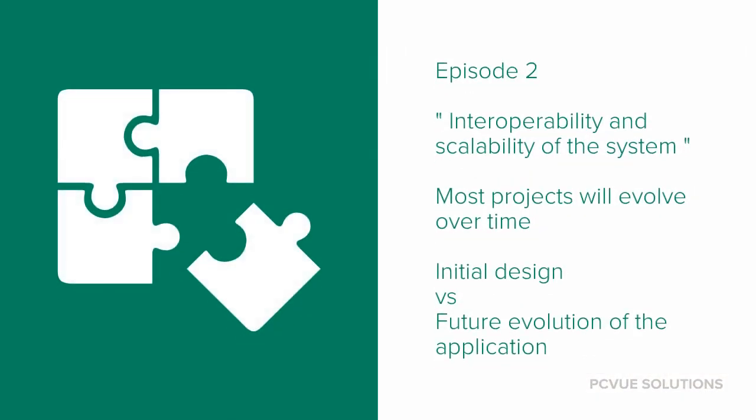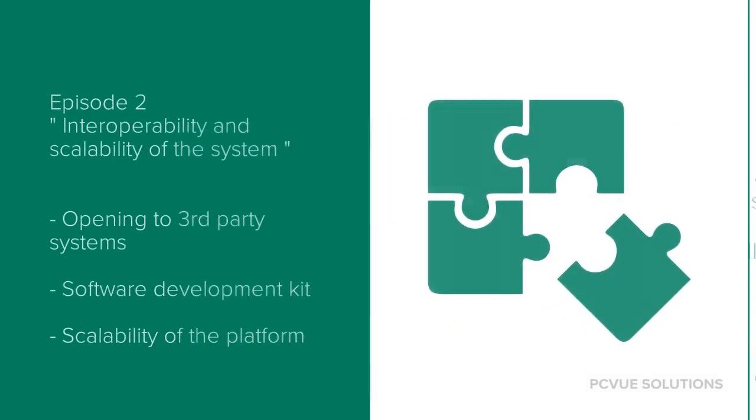In this episode, we discuss the question of the interoperability and the scalability of the system, initial design versus future evolution of the application. We strongly advise to be very careful on this point. In fact, we frequently see that the functional requirements of projects are subject to changes between the initial analysis of the needs and the phases of the project implementation, all the way through commissioning.